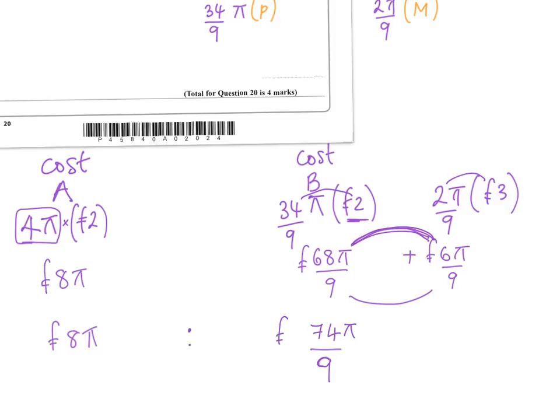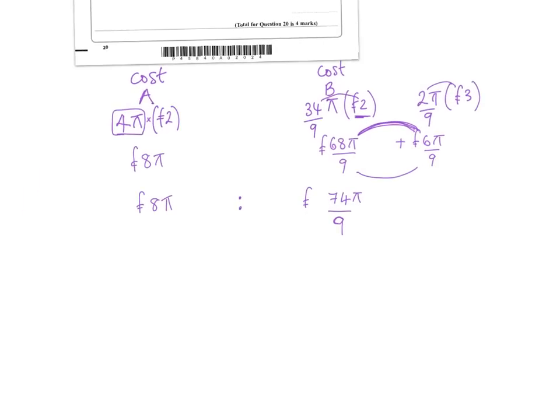And that's now a ratio, but we want that ratio in the simplest form possible. So I'm going to times both sides by 9 to get rid of this dividing 9 here. So I'm going to times both sides of my ratio by 9, and that's going to give me 72 pi pounds to 74 pi pounds.